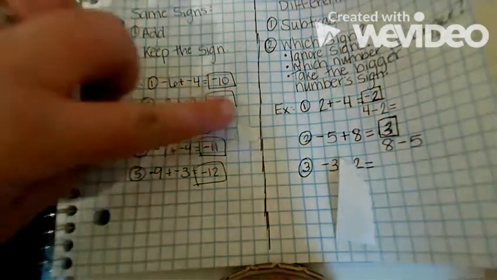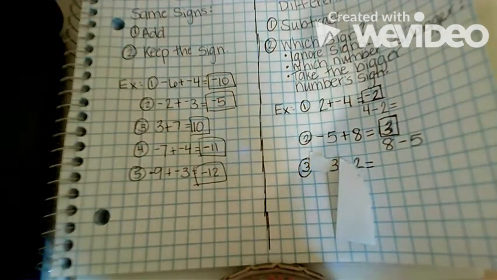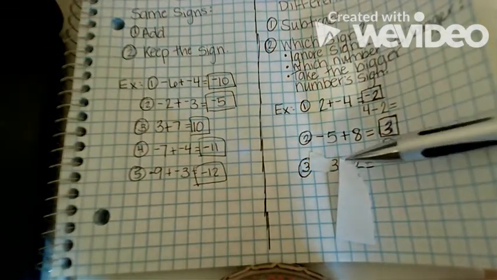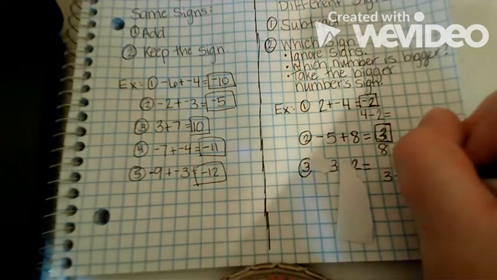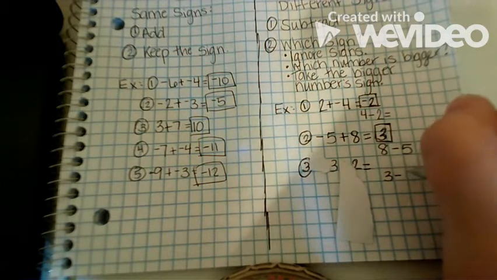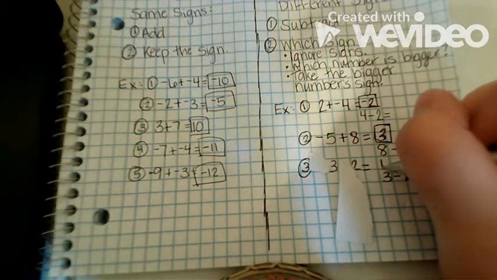I'm going to ignore that, and I'm going to ignore the sign. All right, we are going to subtract. 3 is the bigger number, so I'm going to do 3 minus my other number, which is 2. And I get 1. 3 minus 2 is 1.